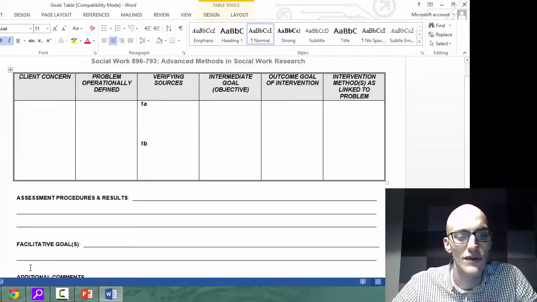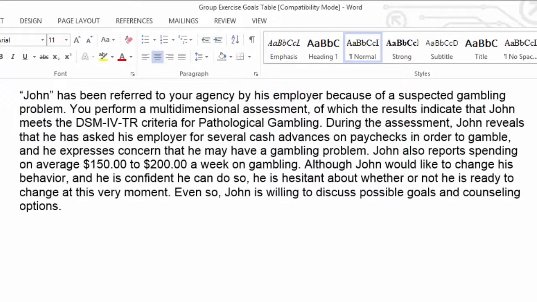So I'm just going to pull up another example of what this might look like. A case example might be if, let's say, John was coming to you because he was suspected of gambling. He did a multidimensional assessment from the DSM-4 TR. And during the assessment, John reveals that he's asked his employer for several cash advances. John also reports spending an average of $150 to $200 a week on gambling. Although John would like to change his behavior, he's confident he can do so, but he's hesitant about whether or not he's ready to change.